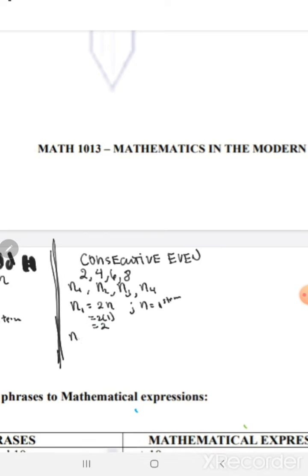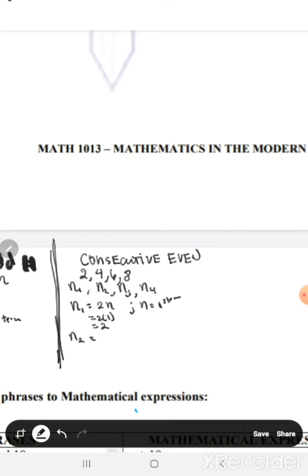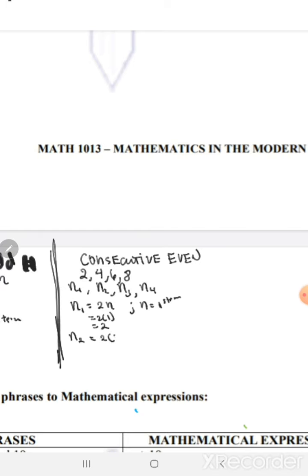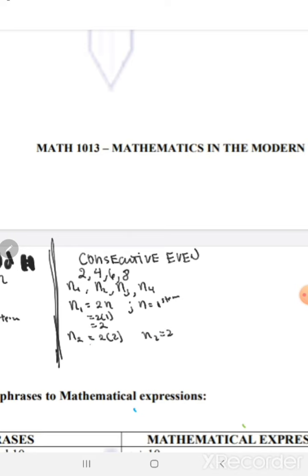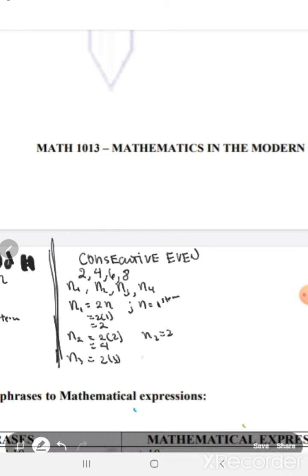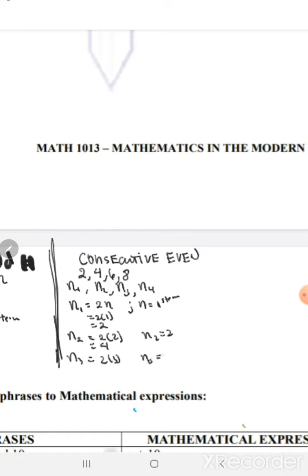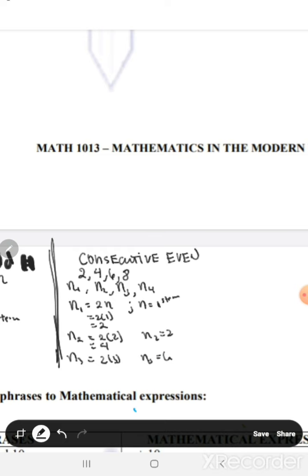Our n2 is equal to 2 multiplied by 2, which is equal to 4. n3 is equal to 2 multiplied by 3. We have n3 equals 6. Okay? 2, 4, 6. These are the even integers.